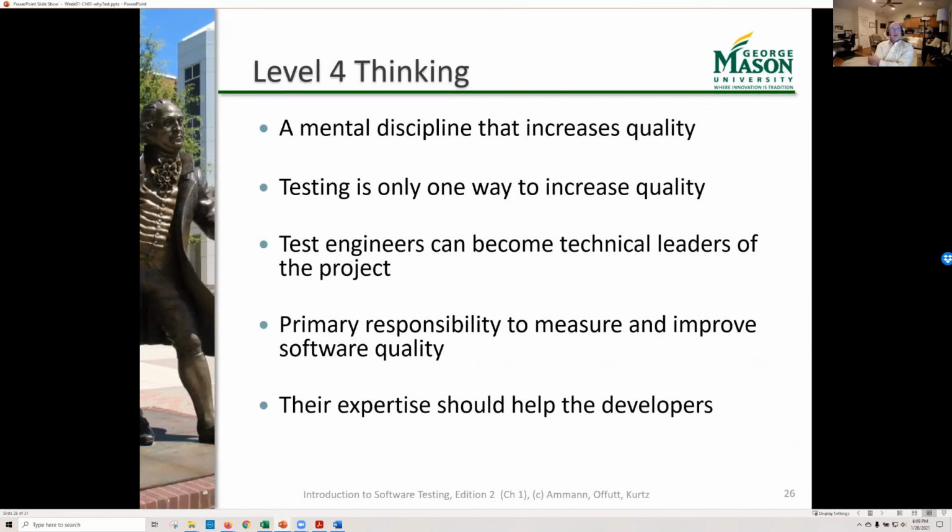And then level 4, like I said, mental discipline. We have people on the test side now, instead of being the second-class citizens that they used to be, especially in level 2, where their job was to just break stuff, now those test people can be first-class citizens on the project, right? They can be program leaders. They can be people who are driving what's happening on the project. And the expertise of those testing people, now we're kind of one group. The developers and the testers, they're one group. We can now be sharing expertise back and forth. We've got a much more cooperative relationship.